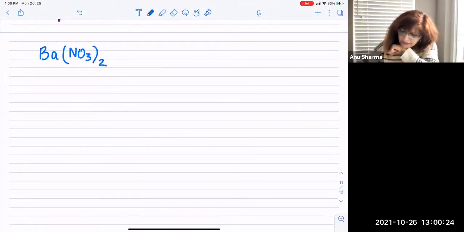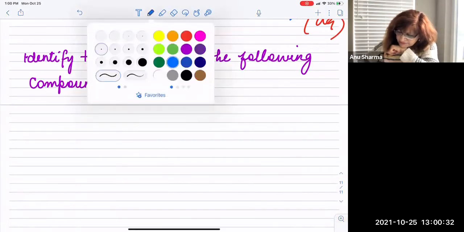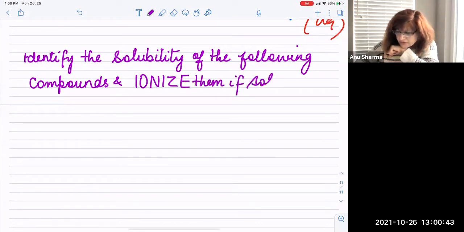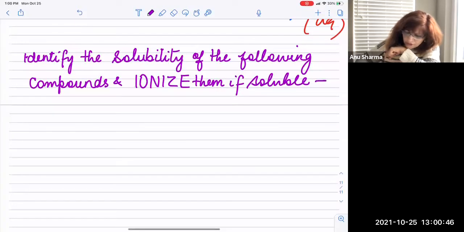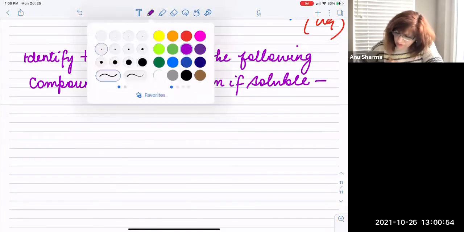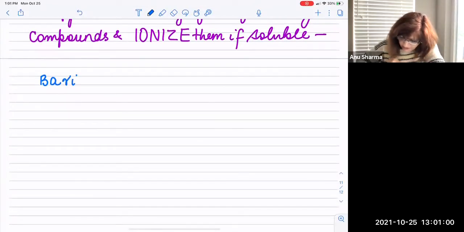Okay, so another way is also, let's do it this way. Identify the solubility of the following compounds and ionize them if soluble. And we are looking at solubility in water. Okay. Now let's look at this. So we talked about barium nitrate.